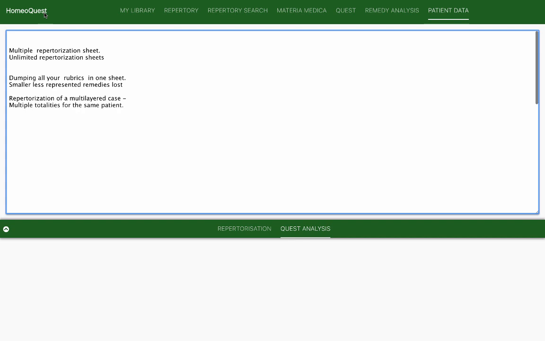And in my clinic, I make multiple totalities for the same patient at any given time. I could make a mental totality and a physical totality, or I would make an acute totality and a chronic one, or sometimes I use multiple approaches. So I could use a Kent approach and a Bönninghausen approach and then compare remedies. So there are so many different options, and it's important to be able to do that.